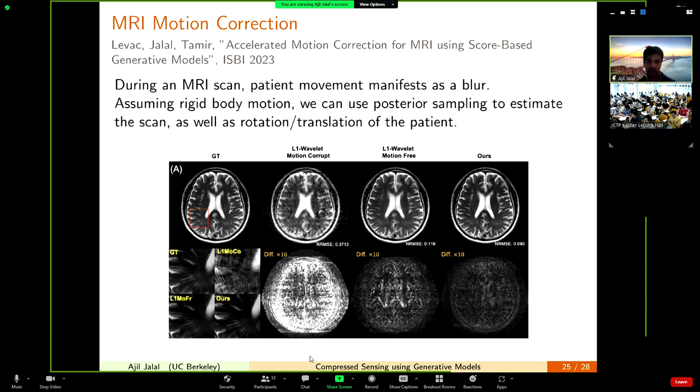And then the bottom row shows comparisons of a zoomed in section of the ground truth image. So the ground truth image is here. This is L1 with motion corruption, L1 without motion corruption, and this is ours with motion corruption. So you can see that it's much better. And then these are the errors in each of the algorithms magnified by a factor of 10.